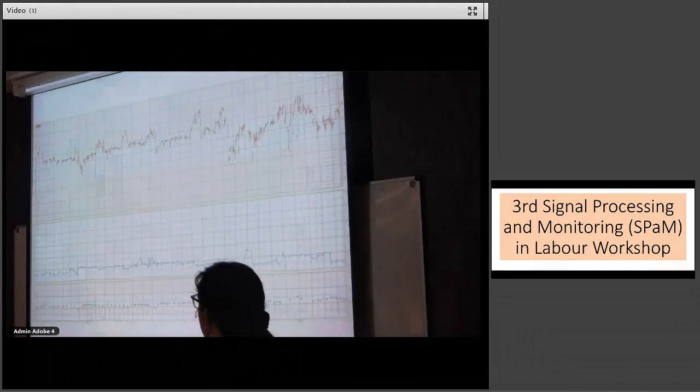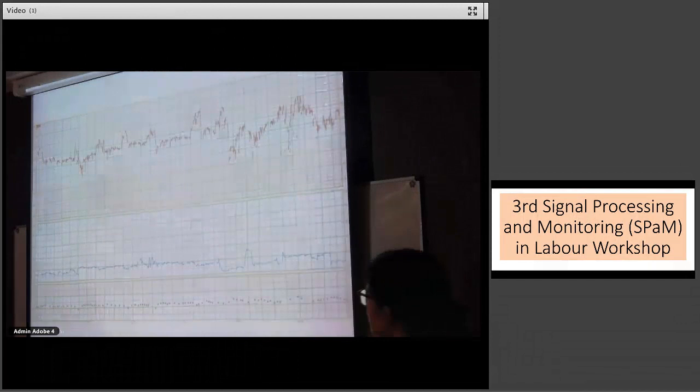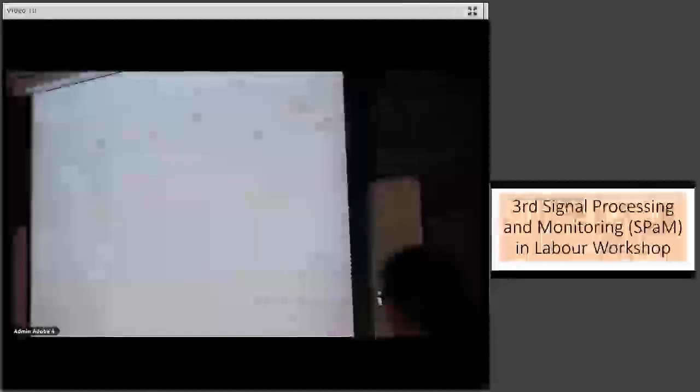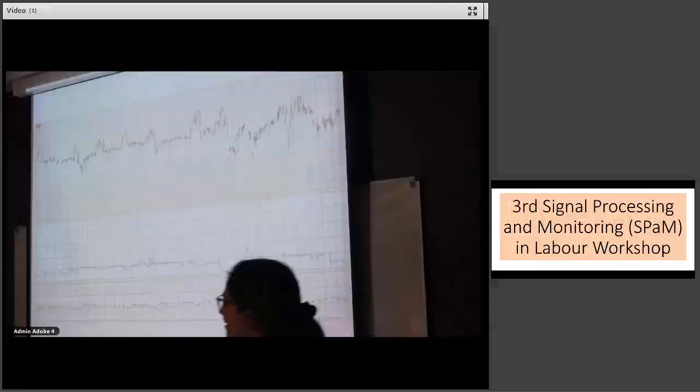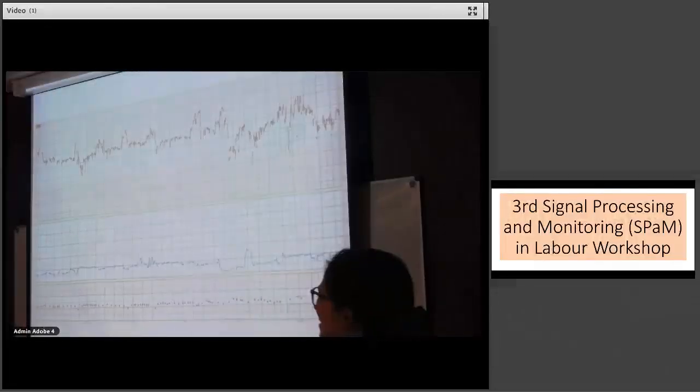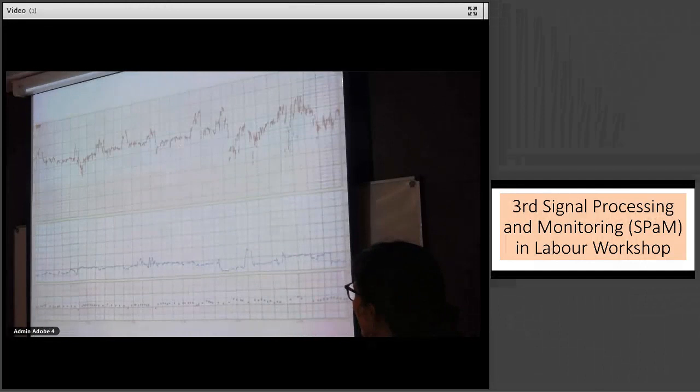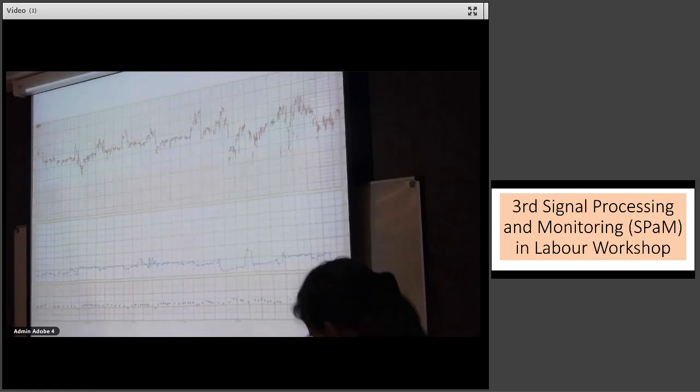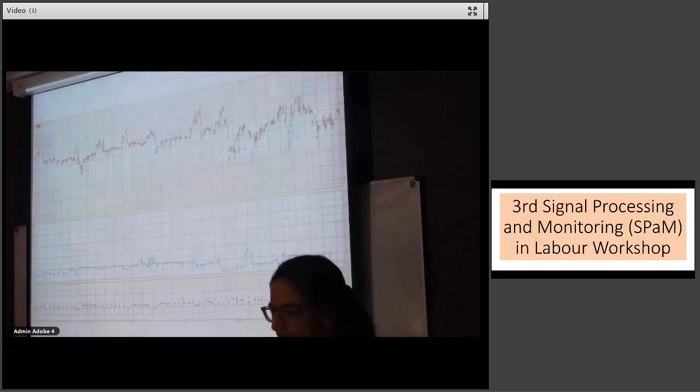No, I just want to say that the baseline seems to have gone to relatively normal values. It's around 150. It looks normal. It's got some accelerations. It's got normal variability. It's got some decelerations. Again, the TOCO is terrible, and nobody has done anything to readjust it, which is something we see very often because people are busy with other things.